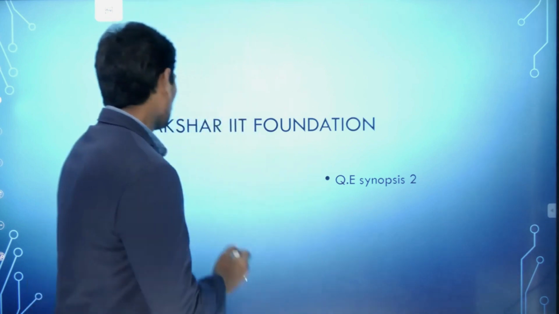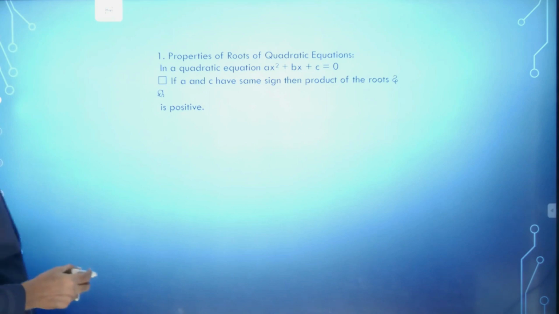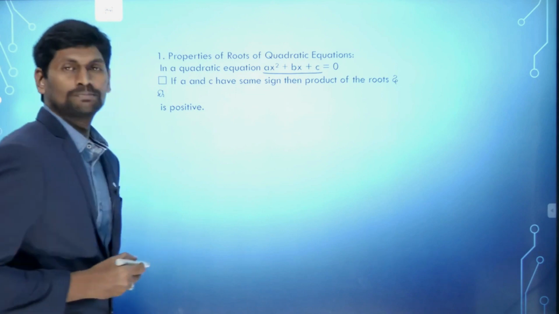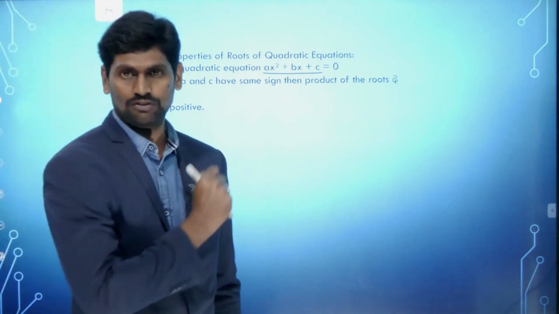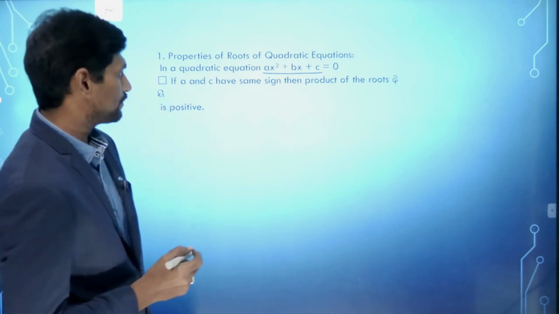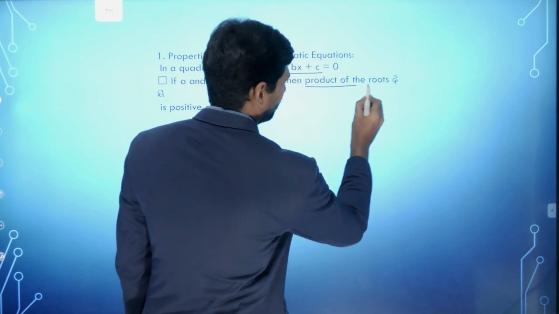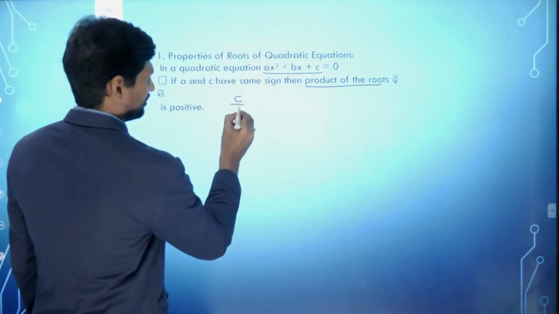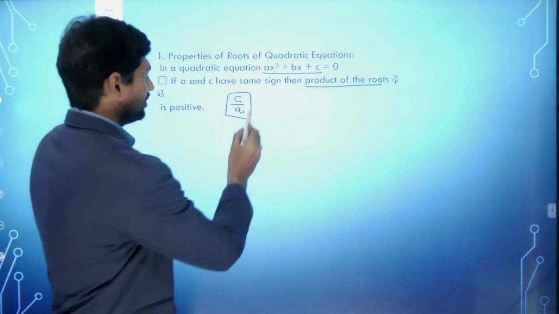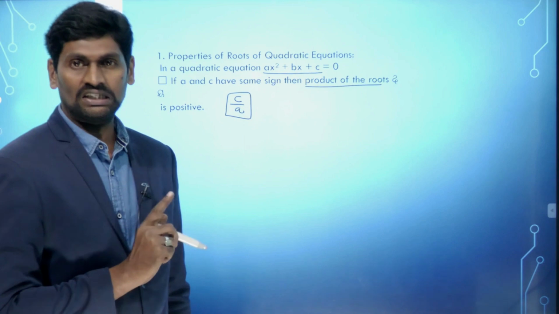So we have already discussed some points regarding quadratic equations, nothing but the properties of a quadratic equation. What are they? See this one. If a quadratic equation is in the form of ax square plus bx plus c equals 0, nothing but its general form. Now see the first one: if a and c have the same sign, then the product of roots, c by a, is positive. This is the point we have discussed in our earlier classes.